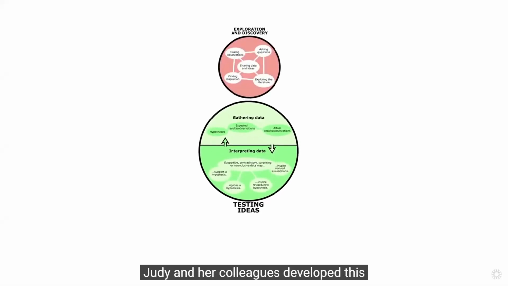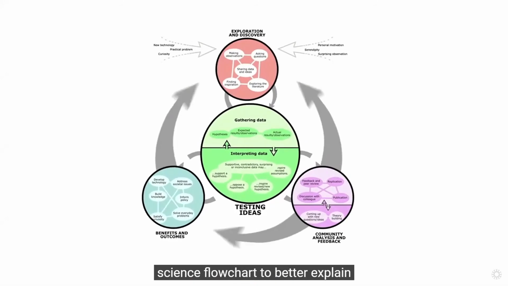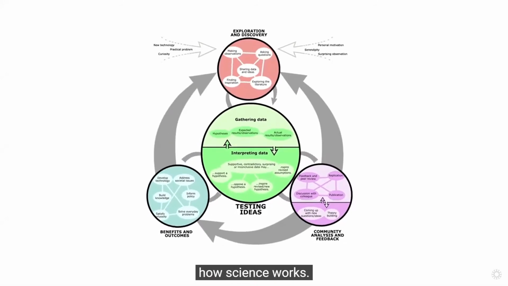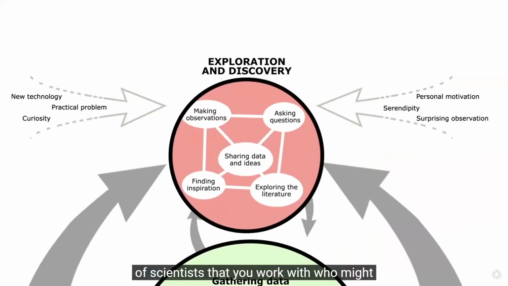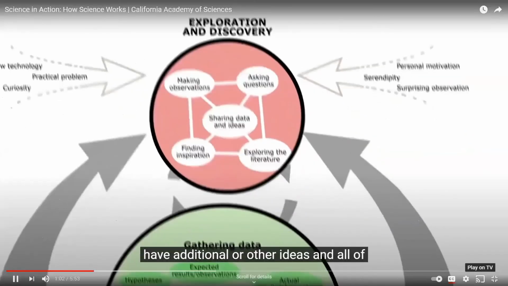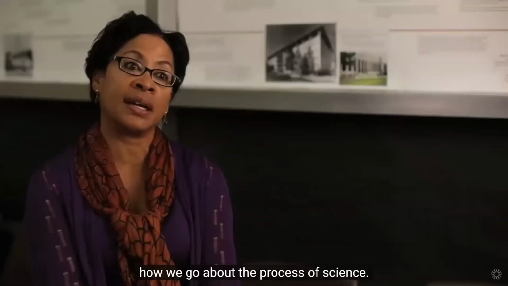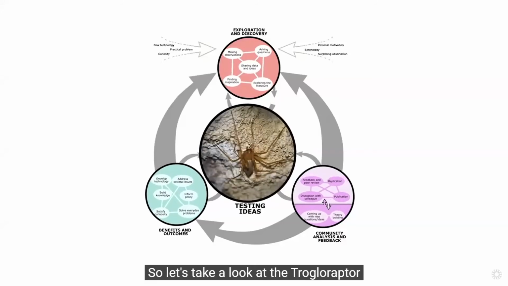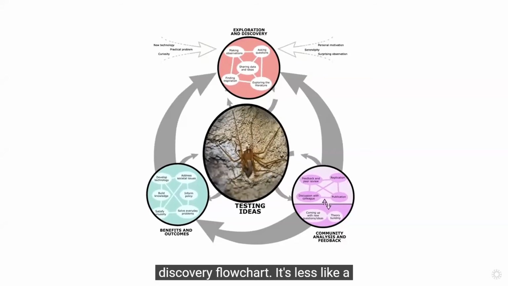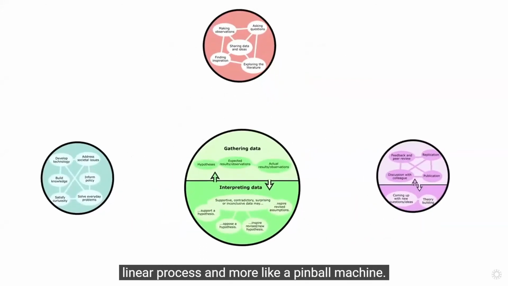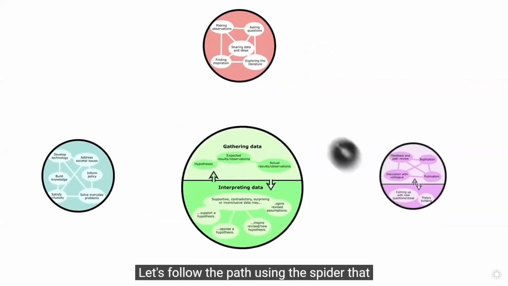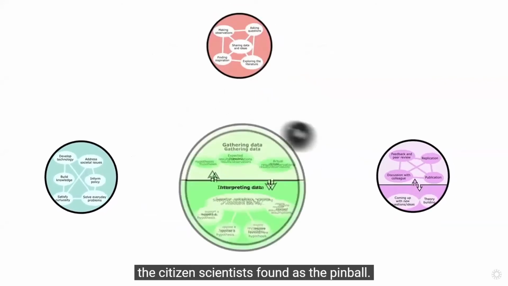It just keeps going. To communicate the real process of science, Judy and her colleagues developed this science flowchart to better explain how science works. You may start in one area and you find the need to communicate with the community of scientists that you work with who might have additional or other ideas, and all of that helps to shape what science is and how we go about the process of science. So let's take a look at the Trogloraptor discovery flowchart. It's less like a linear process and more like a pinball machine. Let's follow the path using the spider that the citizen scientists found as the pinball.